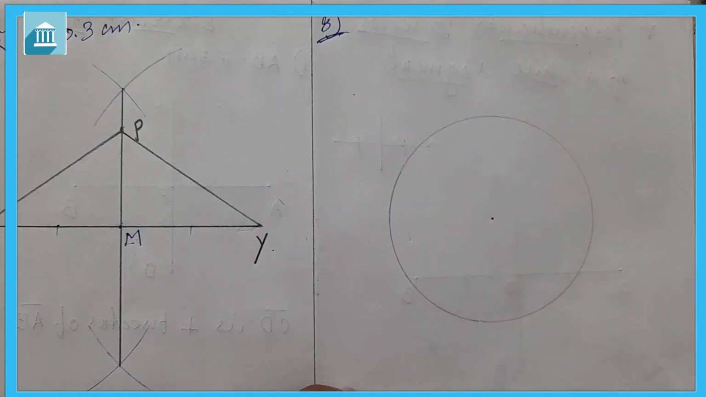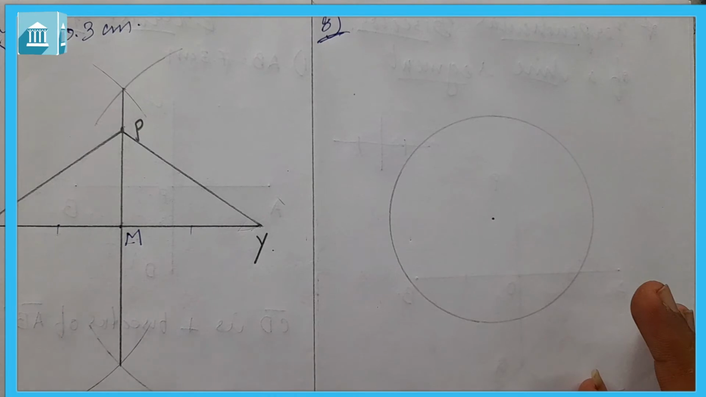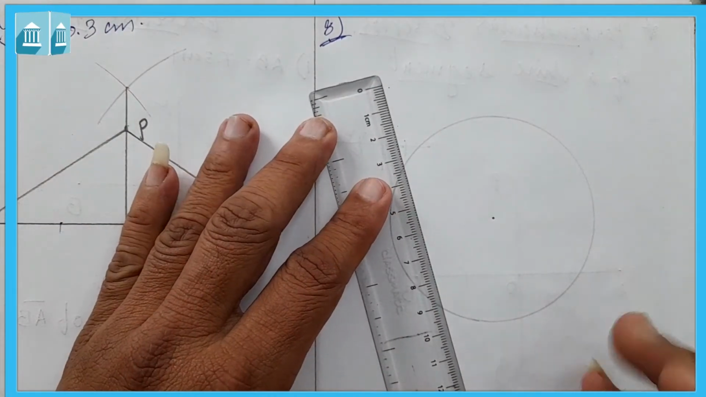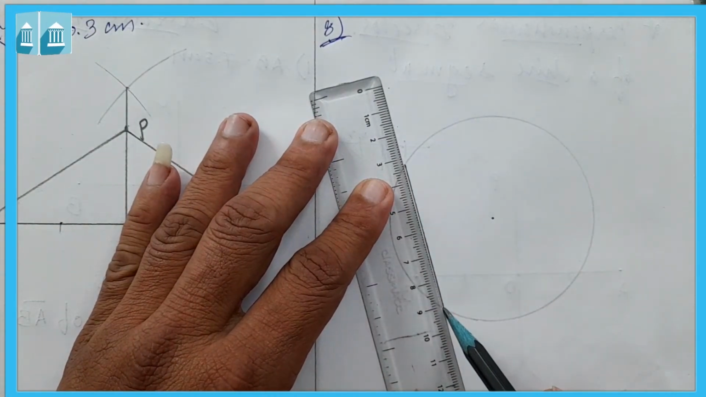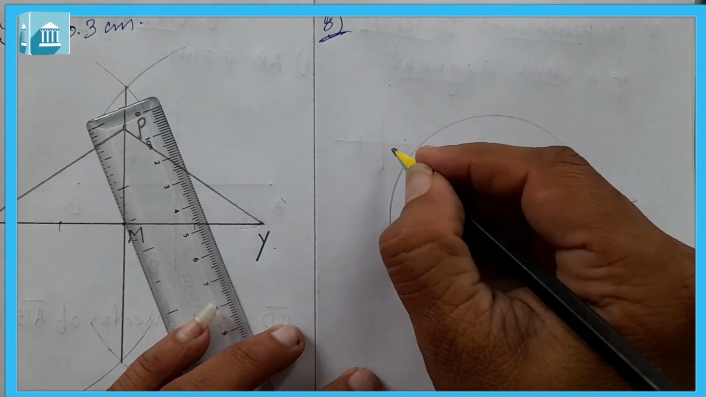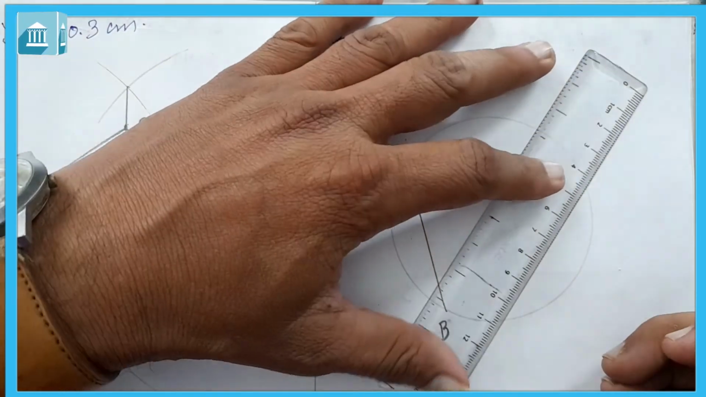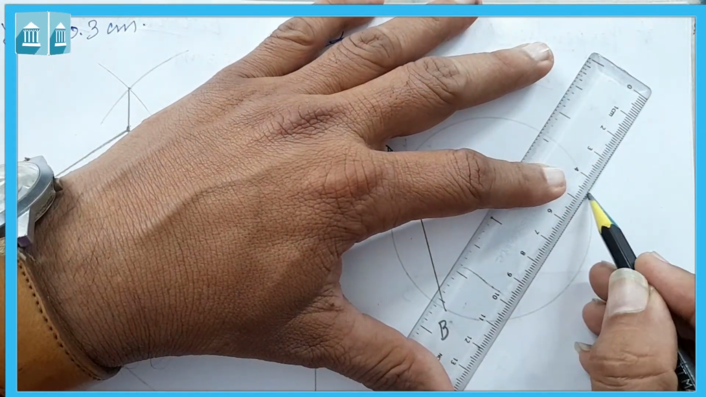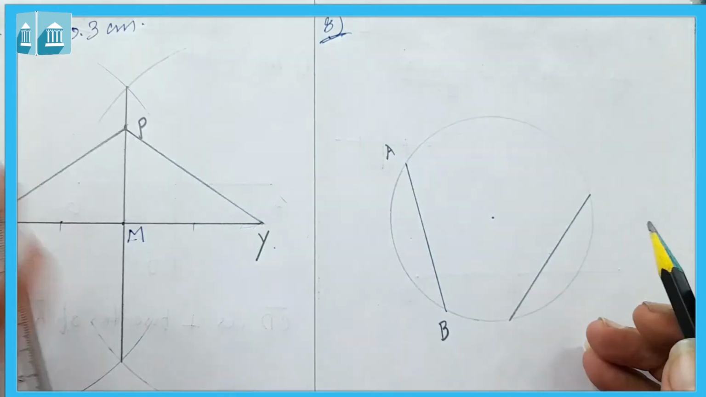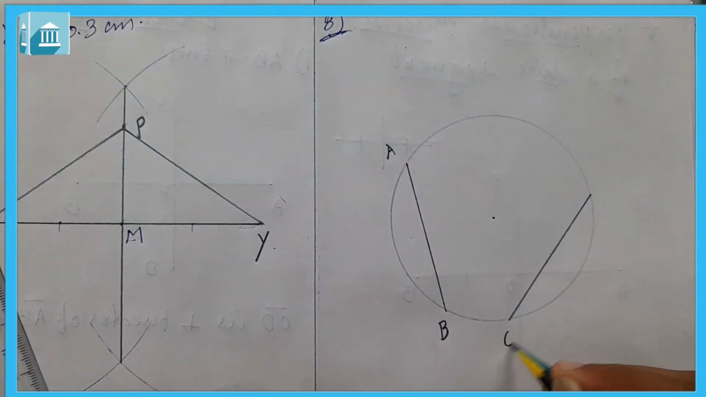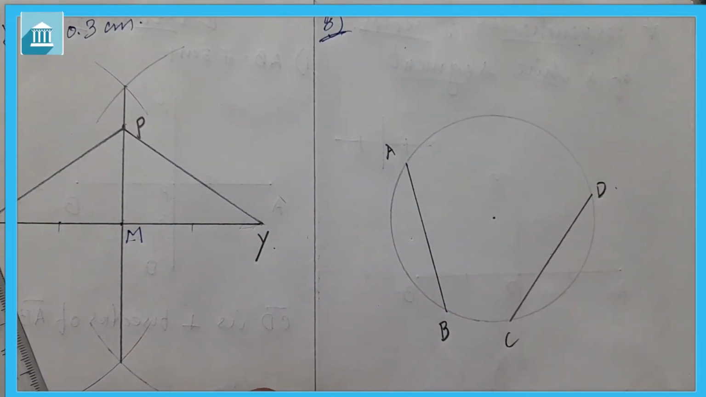Now we have to draw a chord to the circle. Any two chords we have to draw. Let us draw one chord here. This is one chord. Let it be named AB. Let's draw another chord here. We will name it, suppose, CD. These are two chords. Now we are asked to construct the perpendicular bisector of these chords.